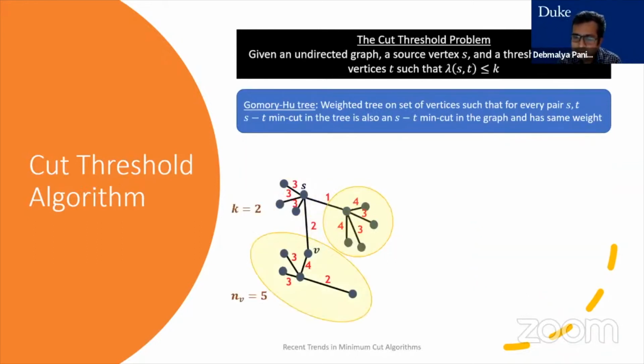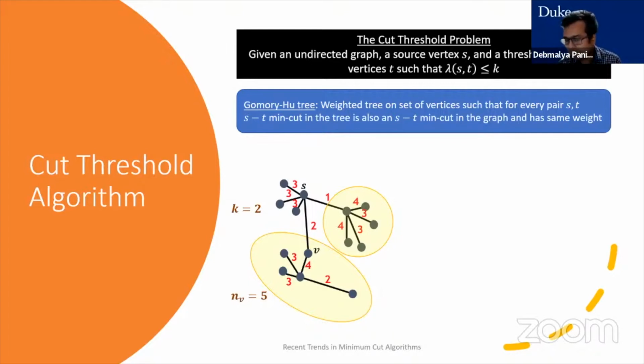So let's do the following. Let's say our threshold K, let's take a particular example where in this Gomory-Hu graph, we set a threshold of K equals 2. So we want to find all the vertices whose connectivity from S is no more than 2.